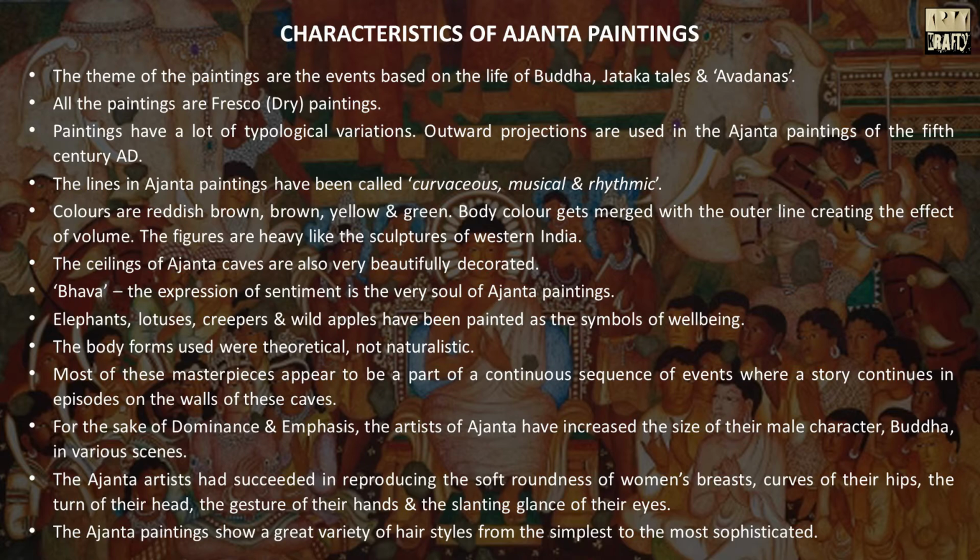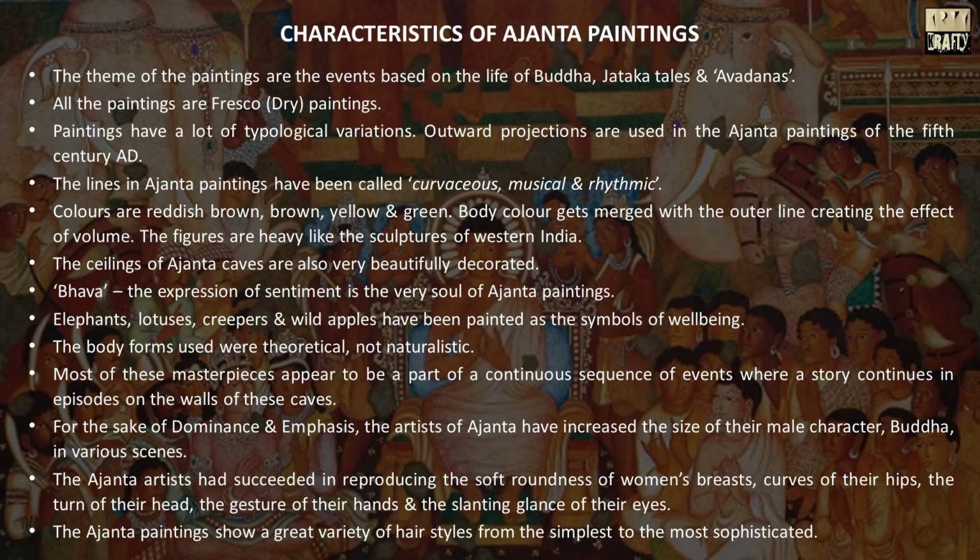The figures are heavy, like the sculptures of Western India. The ceilings of Ajanta caves are also very beautifully decorated. Bhava, the expression of sentiment, is the very soul of Ajanta paintings. Elephants, lotuses, creepers and wild apples have been painted as symbols of well-being. The body forms used were theoretical, not naturalistic.